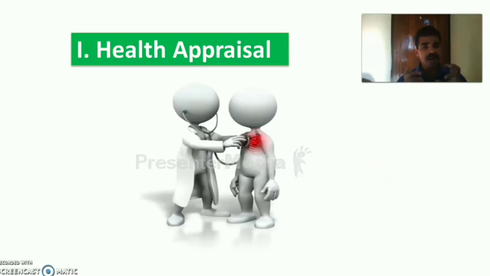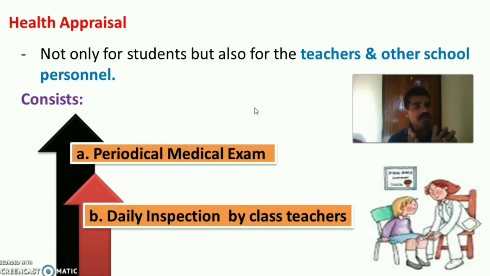Let us discuss in detail about the therapeutic services. First is health appraisal or health monitoring. Health appraisal or monitoring is not only for the students but also for all the teachers and other school personnel who are involved in the school activities. It consists of 2 areas of services. One is periodical medical examination. Second one is daily inspection by the class teacher.